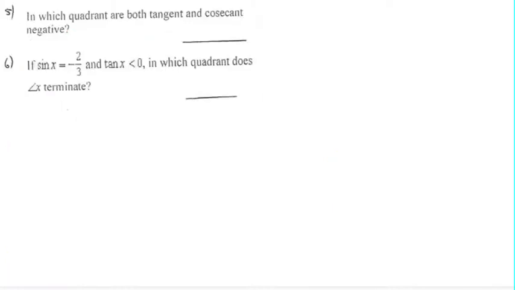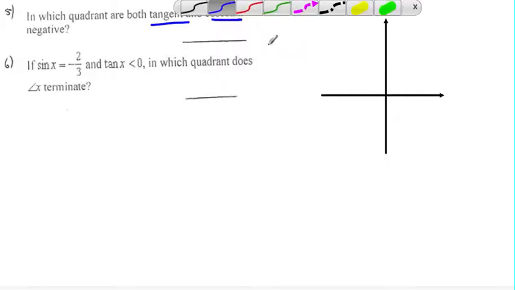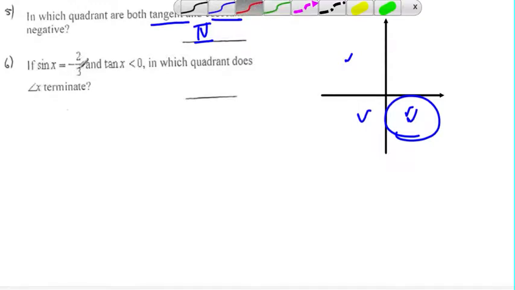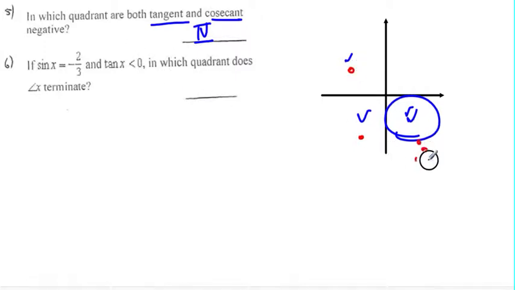Alright, let us move on to the next question. Both tangent and cosecant are negative. Once again, I'll make a small coordinate plane here. Tangent is negative, that means the second and fourth quadrants. Cosecant is negative. Cosecant is the reciprocal of sine, so sine has to be negative. Then that's the third and fourth. So our answer will be the fourth quadrant. All right, in this case, sine is negative, negative 2/3. So sine being negative means we are looking at these two quadrants where tangent is negative. So therefore, once again, the fourth quadrant. That's what we're looking for.